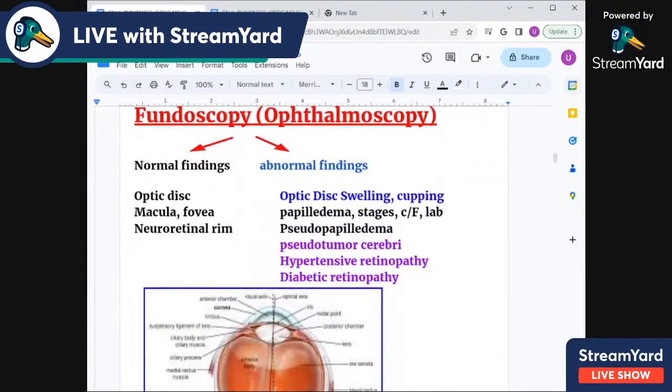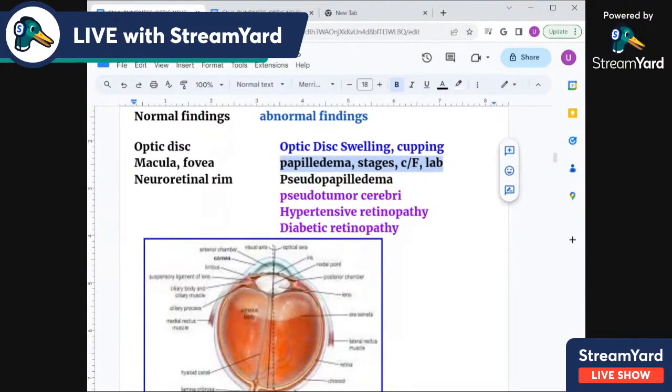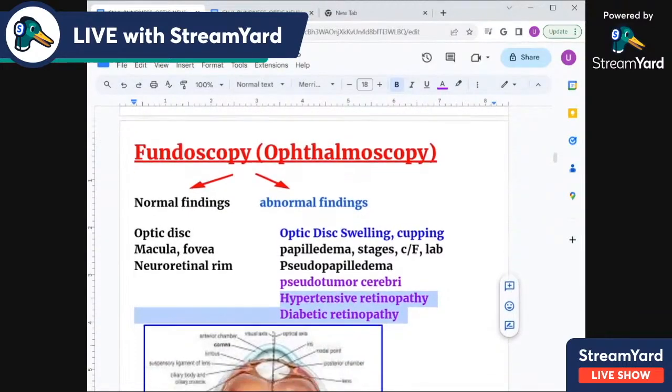Now we go to fundoscopy and ophthalmoscopy. In ophthalmoscopy, we'll do normal findings and abnormal findings. In the normal findings, we will do the optic disc, macula lutea, fovea centralis, and we'll discuss the neuroretinal rim. Whereas in abnormal ophthalmoscopic findings, we'll do optic disc swelling, cupping, papilledema, its stages, clinical features, and laboratory investigations of papilledema. We'll also do pseudopapilledema, pseudotumor cerebri, and hypertensive and diabetic retinopathy. So let's start with the normal findings in ophthalmoscopy.